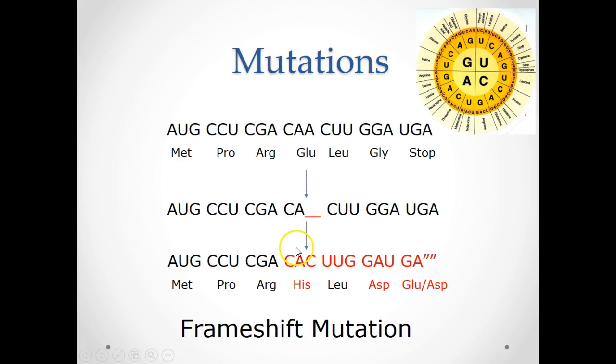So frameshift mutations can either be insertions or deletions, but all of these are going to be changed as a result of just deleting or inserting a new nucleotide. So it's still a point mutation. We're still changing one particular point, but it is a frameshift mutation because we have completely changed the reading frame, and you can see how big of an effect that change can be.